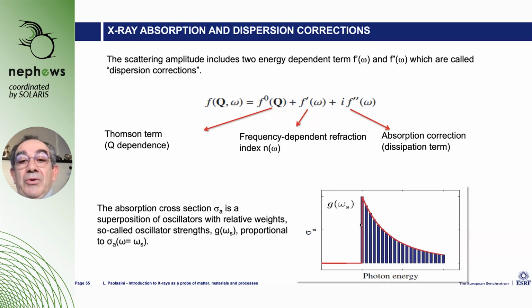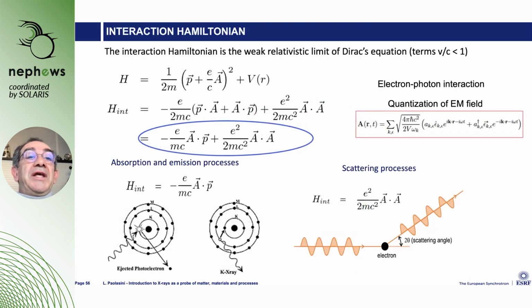So with this harmonic oscillation, we can build up a very approximate model in which the absorption cross-section can be considered as a superposition of oscillators with the relative weight strength proportional to the absorption cross-section. In general, in quantum mechanics and in the theory, we consider the interaction Hamiltonian as a weak relativistic limit of the Dirac equation, and we use the quantization of the electromagnetic field with some annihilation operator for the photon beam.